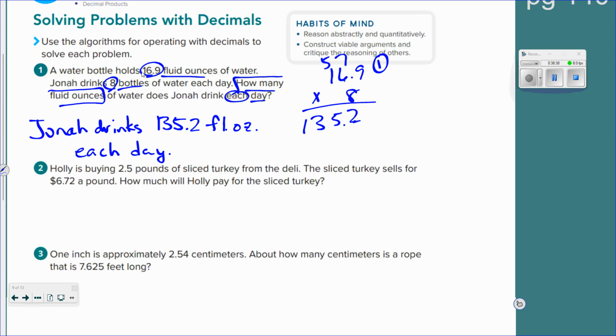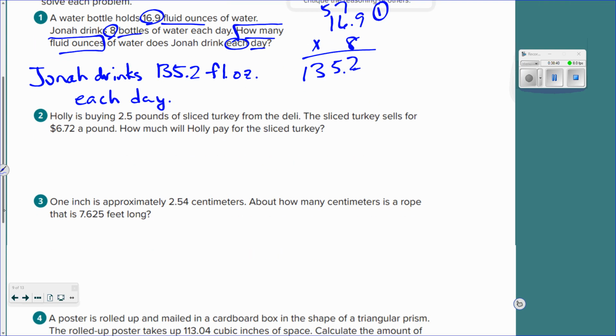Okay? I'm going to do one more just so you guys can see another example of how I do the multiplying. We're buying 2.5 pounds sliced turkey. It sells for $6.72 a pound. How much will she pay? Well, I'm doing $6.72 times 2 and 5/10. I just count. How many decimal places do I have? 3. I got 2 in the top, another 1 in the bottom. Write it there and I forget about it.